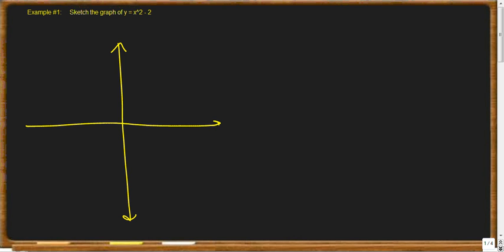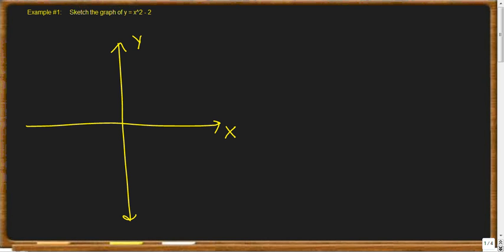Okay, so we're going to sketch the graph of y equals x squared minus 2. First we're going to start off and make ourselves a little axes. We're going to label y and x. Okay, and so we want to do this y equals x squared minus 2. Many ways you can go about it.